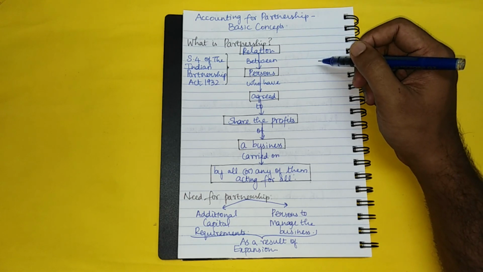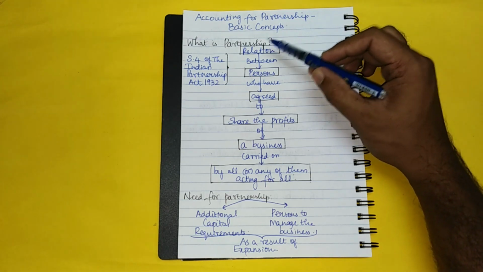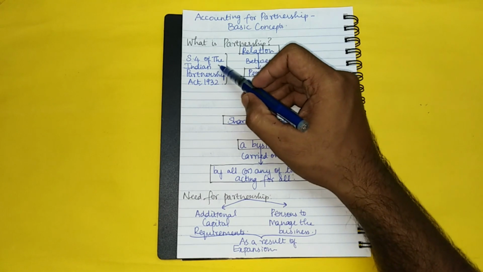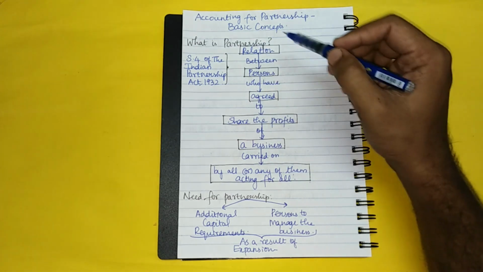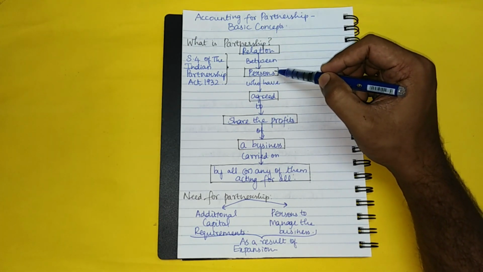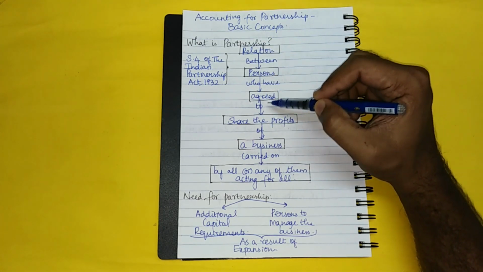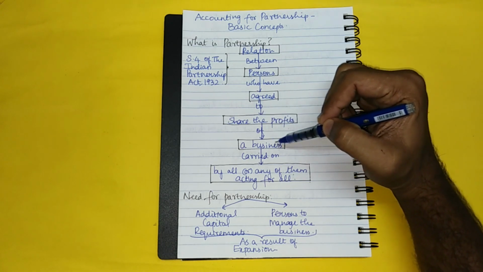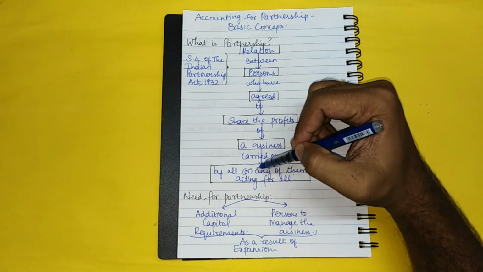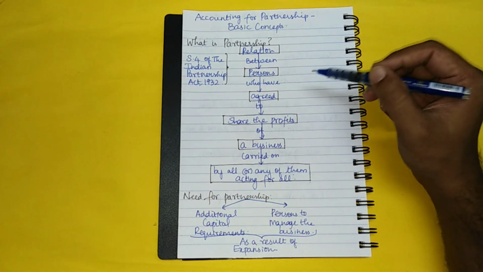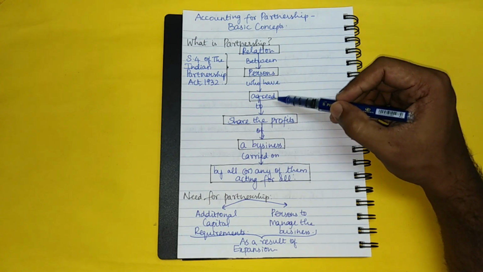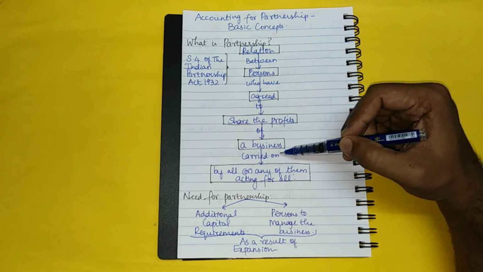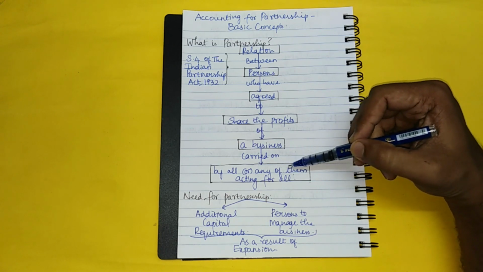Let us directly get into the topic. First of all, we need to know what partnership means. So what is partnership? Section 4 of the Indian Partnership Act 1932 defines partnership as a relation between persons who have agreed to share the profits of a business carried on by all or any of them acting for all. Let me repeat. It is a relation between persons who have agreed to share the profits of a business carried on by all or any of them acting for all.